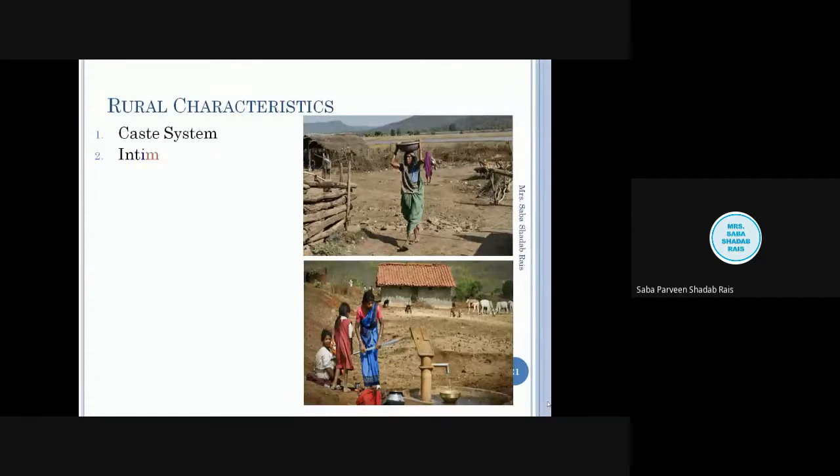Then thereafter, intimate relations. Intimate relation means face to face relation among the people. In a village, why is there a face to face relation? Because of the small size of the population and the small size of the area. So they have personal contact with each other, and they have very good relations. Not like our Mumbai people, who don't know who's staying in our neighborhood. At least we know the neighbor, but we don't know who's staying in the next society.